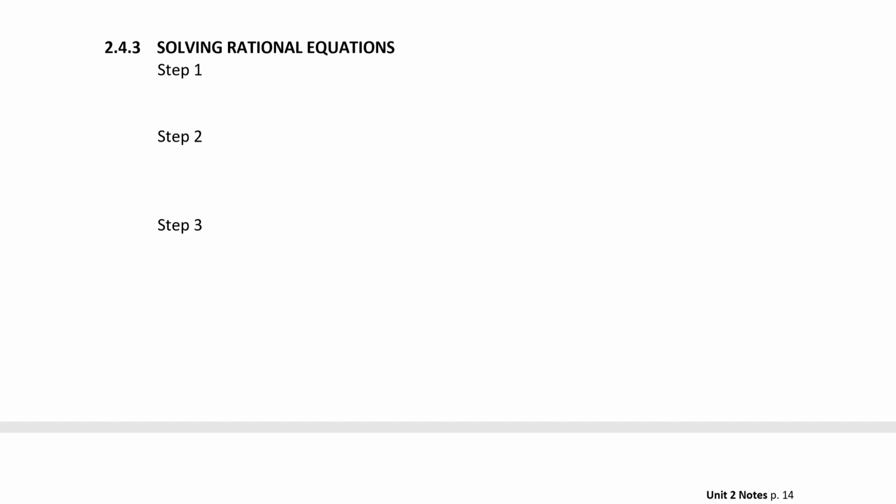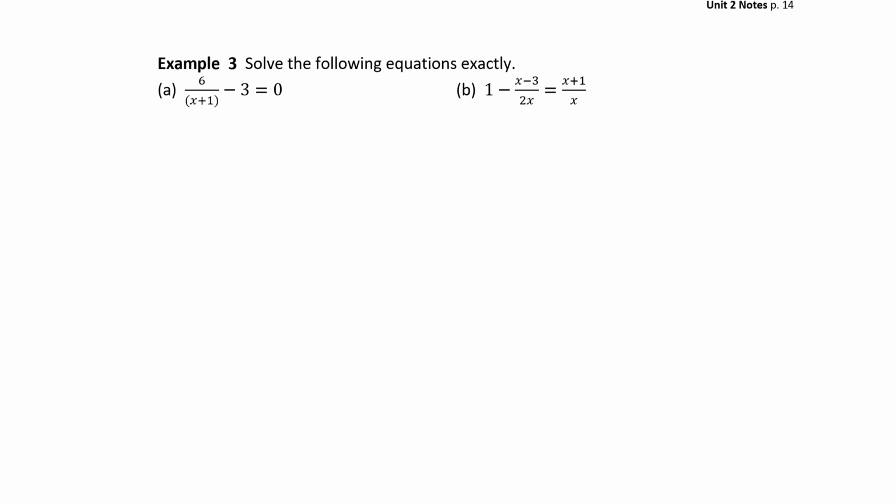The last type of equation that we're going to learn how to solve in section 2.4 comes in 2.4.3, solving rational equations. Now, in the previous section, we were talking about rational exponents, and we made an observation that the word rational contains the smaller word ratio. And remember, ratio means fraction. So in this case, we're not dealing with fractions in the exponent, we're dealing with fractions in the equation.